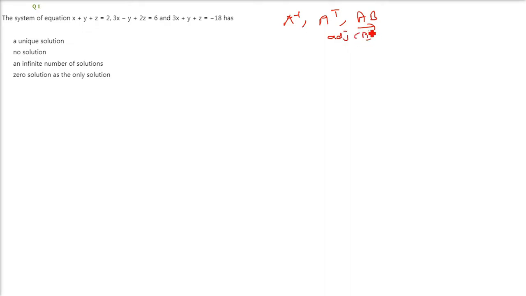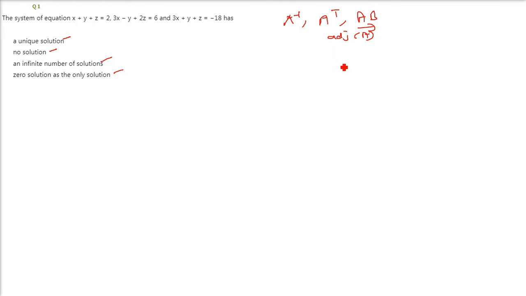Now, we have the system of equations given here, and all the questions which are coming up are like this only. So we have to find out whether it is a unique solution, no solution, an infinite number of solutions, or zero solution as the only solution.